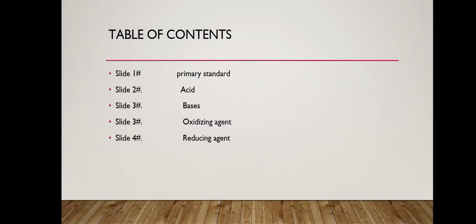So first we talk about the table of contents. Slide 1 is about primary standards, slide 2 is about acids, slide 3 is about bases, slide 4 is about oxidizing agents, and slide 5 is about reducing agents as well.